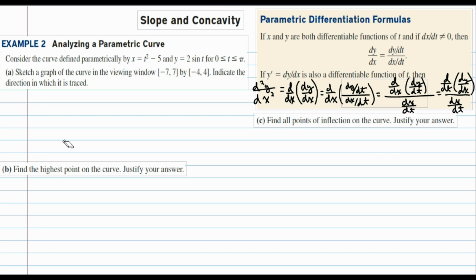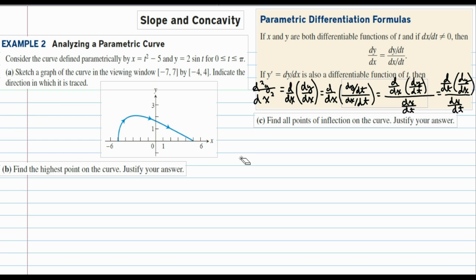Let's go through parts A and B. Example 2, analyzing a parametric curve. Consider the curve defined parametrically by x equals t squared minus 5 and y equals 2 sine of t for t between 0 and pi. Sketch a graph of the curve in the viewing window -7 to 7, -4 to 4, indicate the direction in which it is traced. Well, the book had a nice beautiful picture for me, so I just copied that down here. Then find the highest point on the curve, justify your answer.